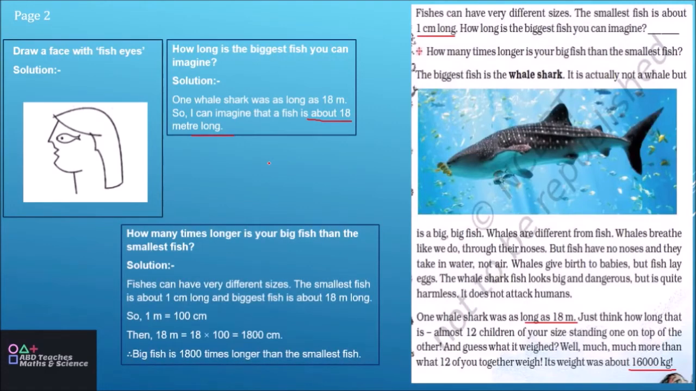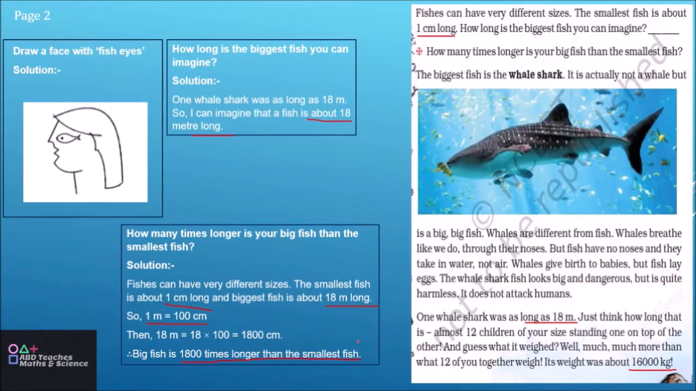Let's see in this box. We know the smallest fish measures 1 cm. And what is the biggest fish measuring? It is 18 meters. See, 1 cm here and 18 meters. And we also know that 1 meter is equal to 100 centimeters. Then 18 meters will be equal to 18 into 100, equal to 1800 cm. So the big fish is 1800 times longer than the smallest fish.